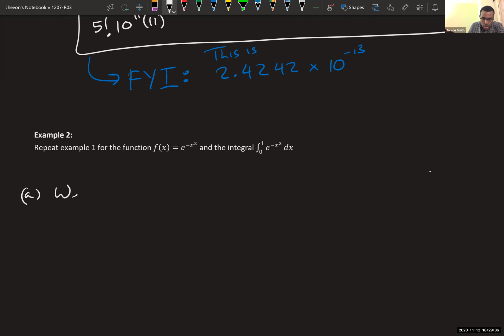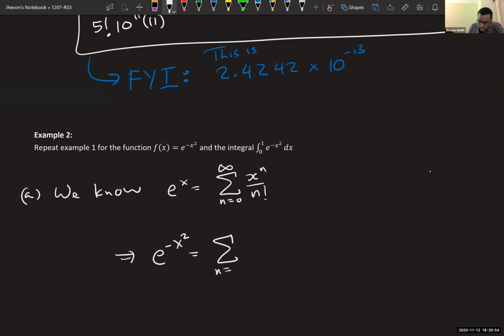So in A, we know that e to the x is this series. So this means that e to the minus x squared is going to be this series.